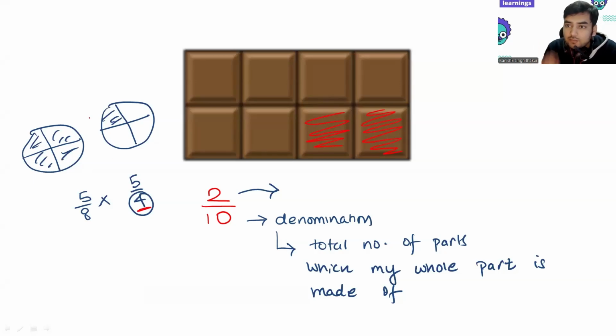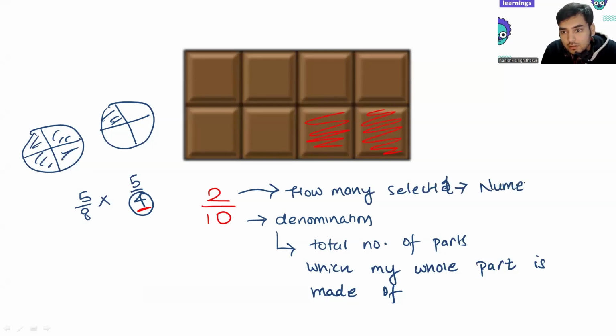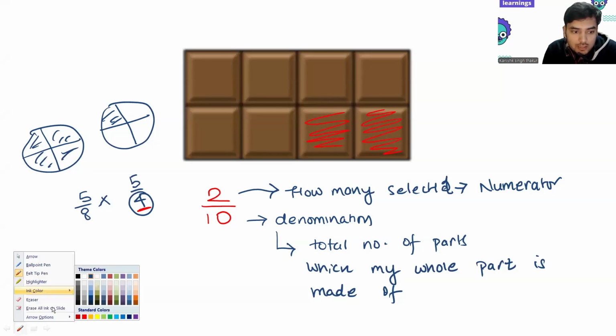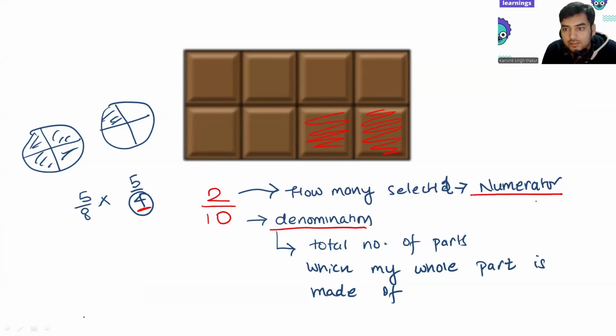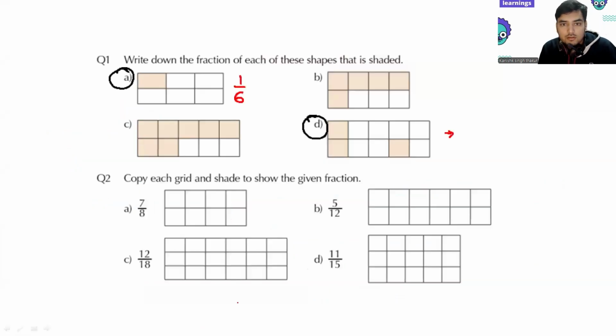And the numerator tells you how much you have selected, how many parts you have selected. So we have to consider these definitions very properly. The upper one you call the numerator, the lower one you call the denominator. The denominator tells you the total number of parts which your whole is made of, and the numerator tells you how many you have selected. Now let's go ahead and write.